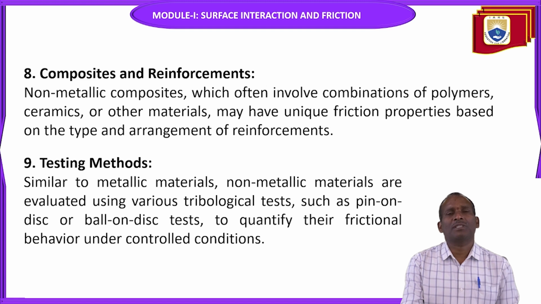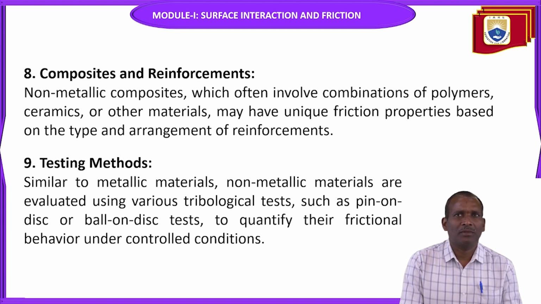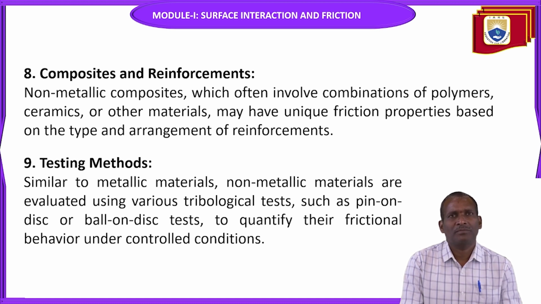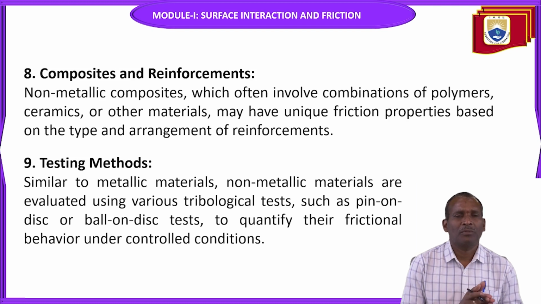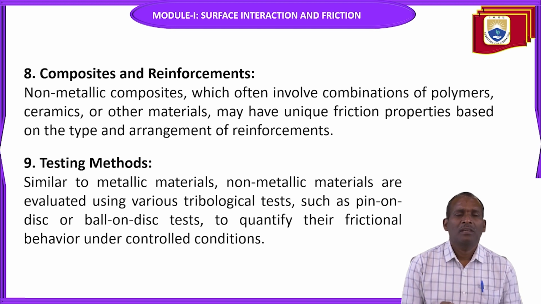Next one is composites and reinforcements. Non-metallic composites, which often involve a combination of polymers, ceramics, and other materials, may have unique mechanical friction properties based on the type and arrangement of reinforcements. So it involves a combination of polymers, ceramics, and other reinforcement material. Suppose here cement and mild steel rods are there.